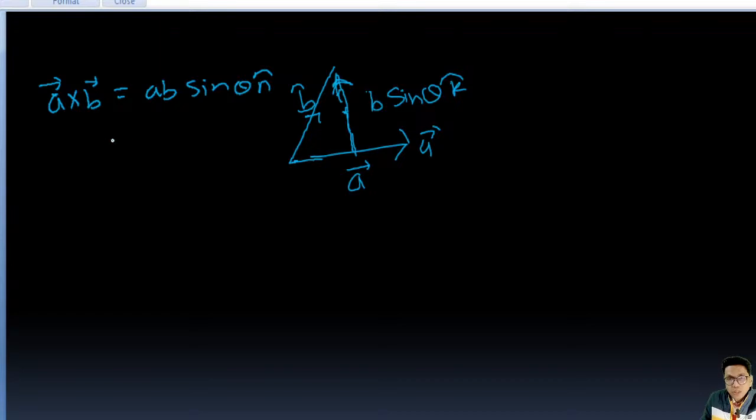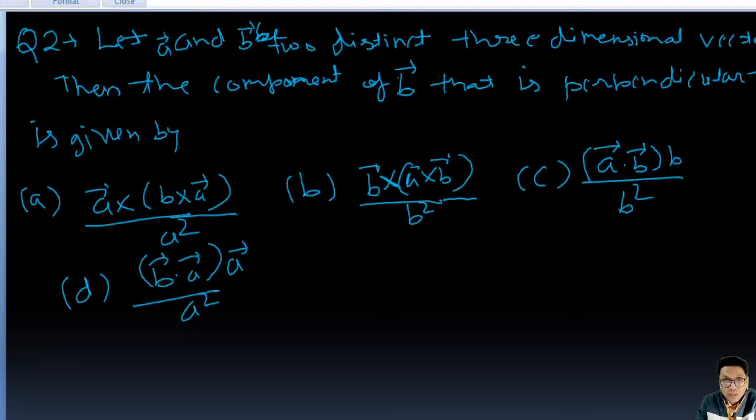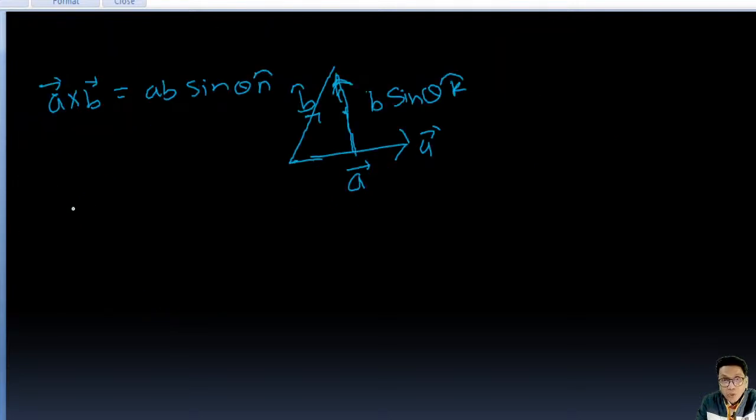Now we need to solve it according to the answers which are given and select the correct answer. So from here, we can take the cross product by vector A on both sides, from the left hand side.